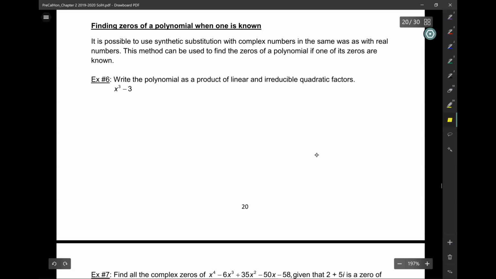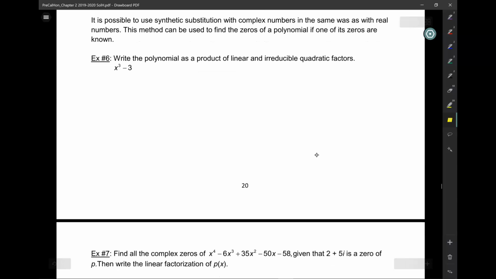We want to do synthetic substitution the same way, but now with x cubed minus 3, right? So we want to write the polynomial as a product of linear and irreducible quadratic factors. Okay, so let's do this. What if I do P and Q here? What are the possible zeros? I get plus or minus 1 and 3. Okay, so it turns out none of those are zeros of this.